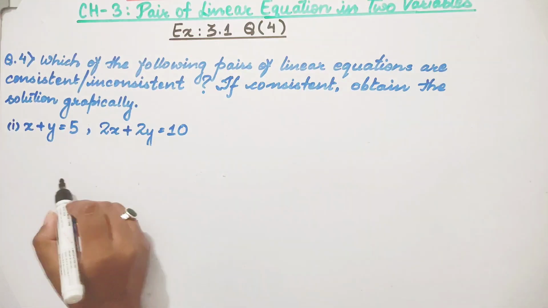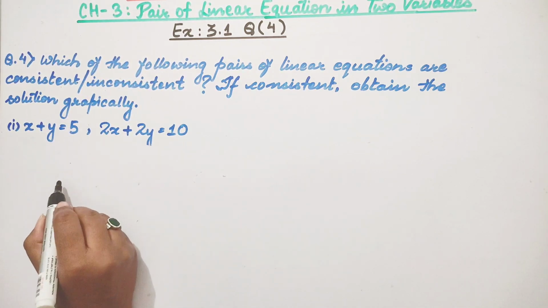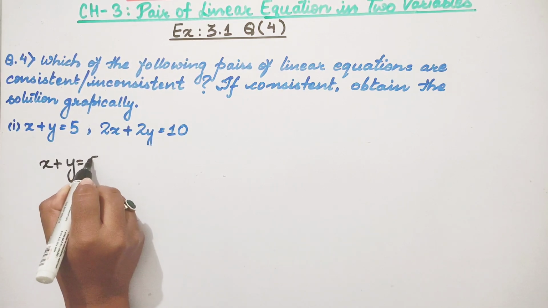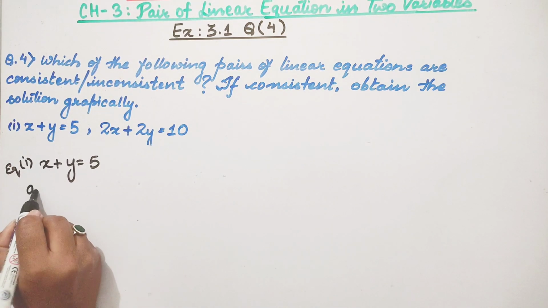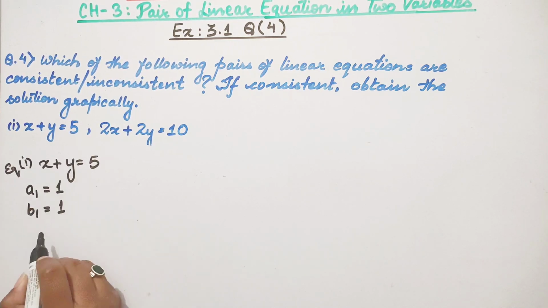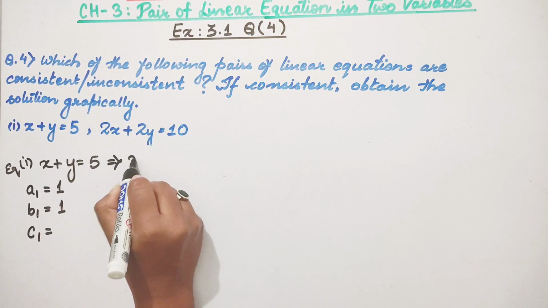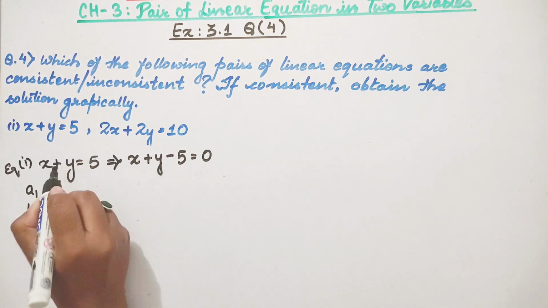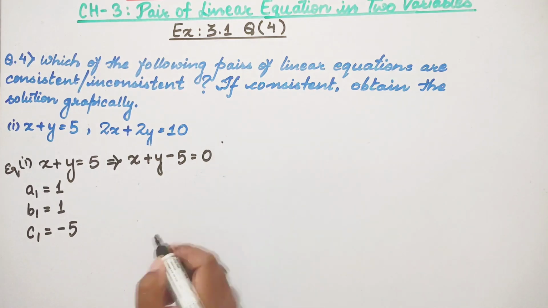Okay, so let's start. We have question number 1. First, we will take the coefficients of both the equations. For the first one, let's say equation 1, the coefficients are a1 equals 1, the coefficient of x, b1 equals 1, the coefficient of y, and c1 equals -5. I forgot one step: x plus y minus 5 equals 0. This is how you have to rearrange the equation first and then find c1, which is -5. Okay, let's move to the next.